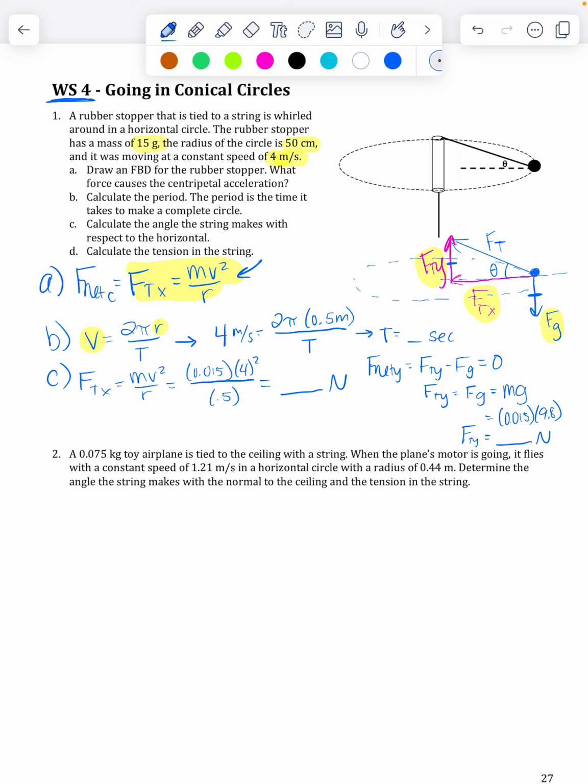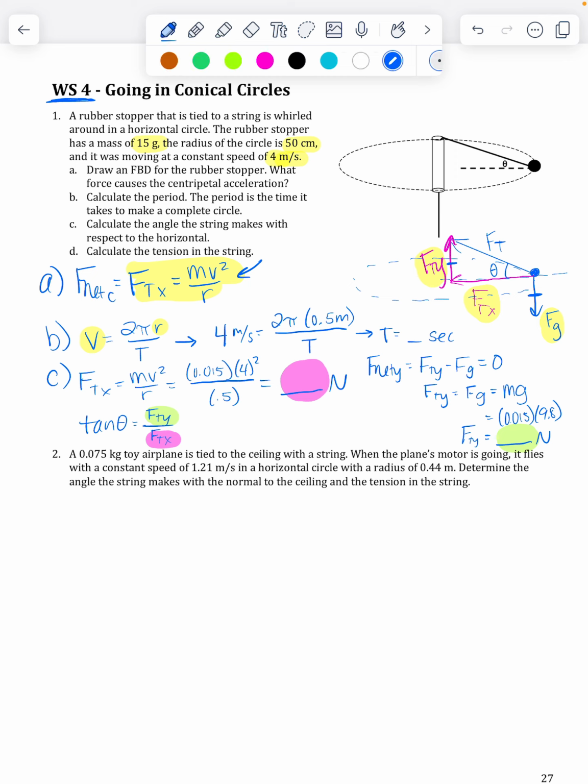So I'm going to think through which trig function makes the most sense. If I have an opposite side and an adjacent side, I'm going to use tangent of theta. So tangent of theta is equal to, if I look at my triangle, the opposite side, FTY, divided by the adjacent side, FTX. So we have those numbers. You have FTX right here, so you're going to plug that in the denominator. You have FTY over here, you're going to plug that in the numerator.